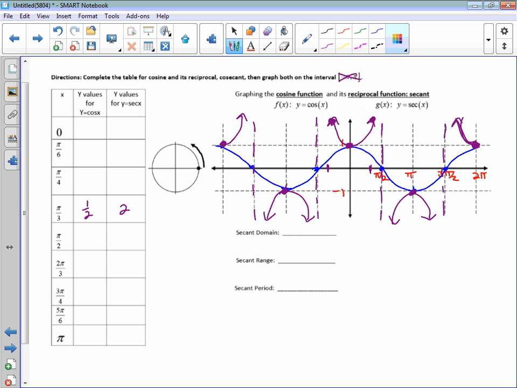All right, guys. Again, let's start at the bottom for our blanks here. What is the period for secant? Okay. What about the range?